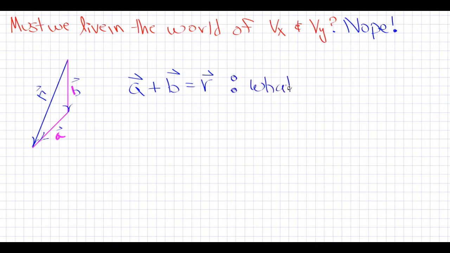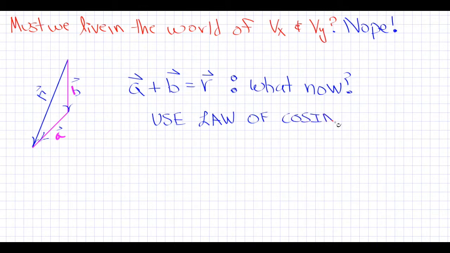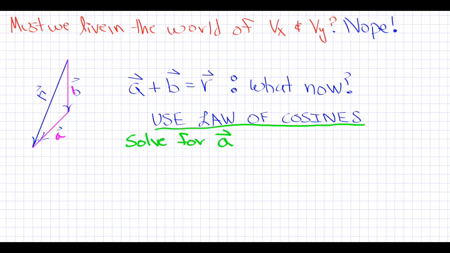So what now? How could I find what A is or what B is? How could I break this down? And you have to use the law of cosines. It's something that's good to have in your bag of tricks, but you don't have to have it completely mastered for the MCAT. But it's good to know that you don't always have to break things down into X and Y components. You can break down a vector into any two components and make any angle with each other.